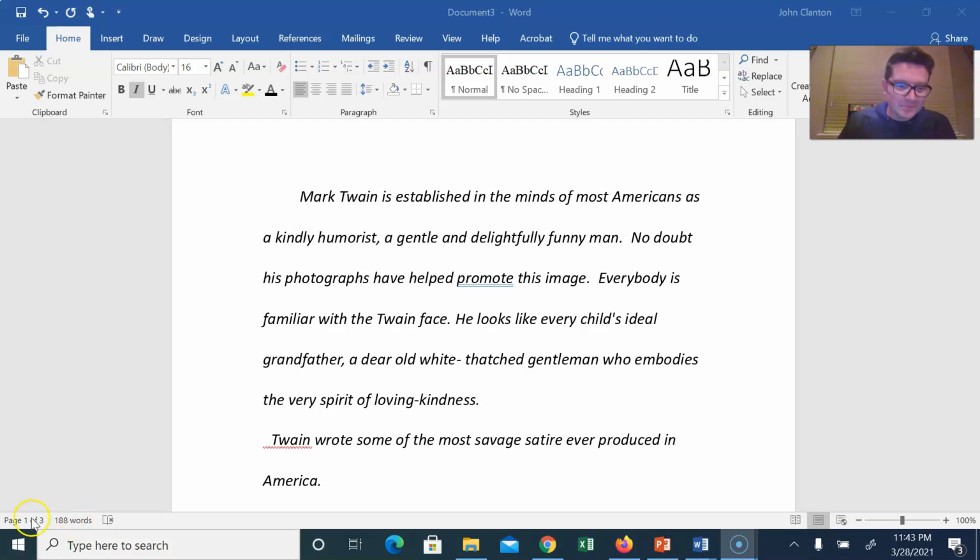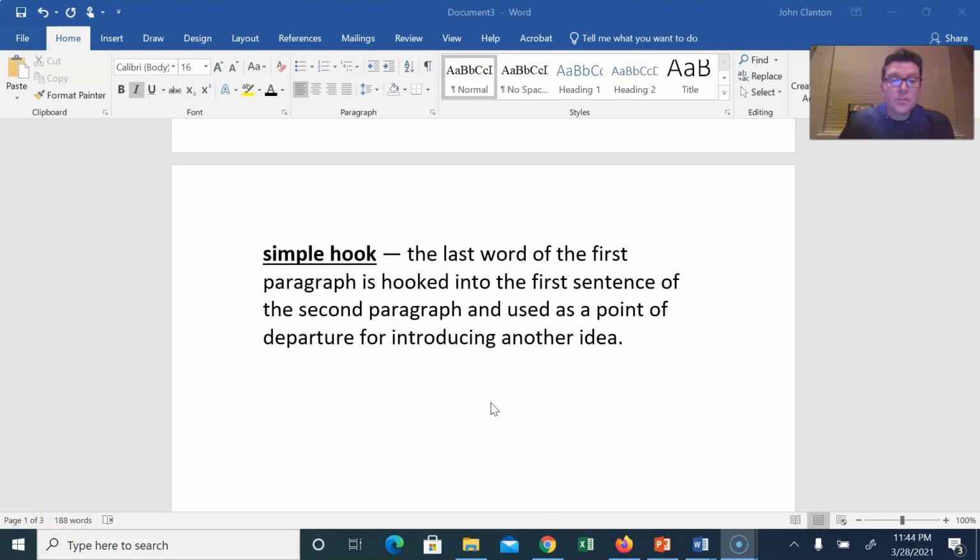All right. Okay, so the first type of hook is called a simple hook. So here you're going to take the last word of the first paragraph, and you're going to hook it into the first sentence of the second paragraph. So the very last word of a body paragraph is going to be taken and incorporated into the topic sentence of the next paragraph as a point of departure for introducing another idea.